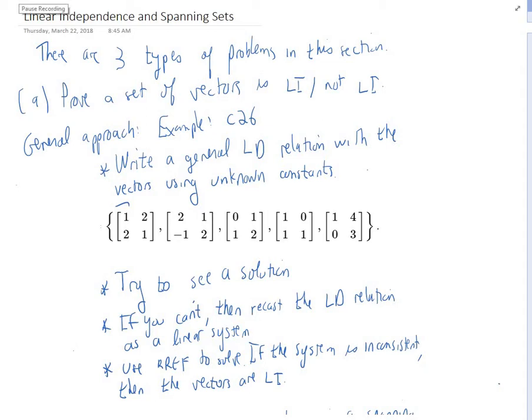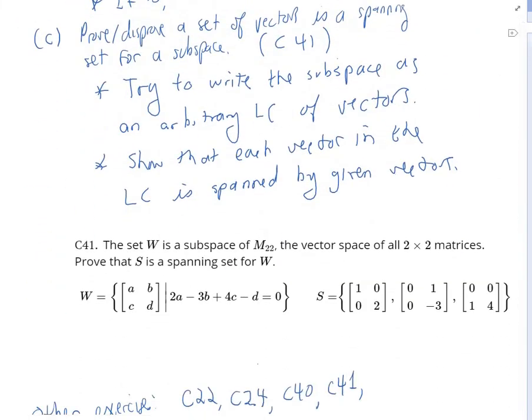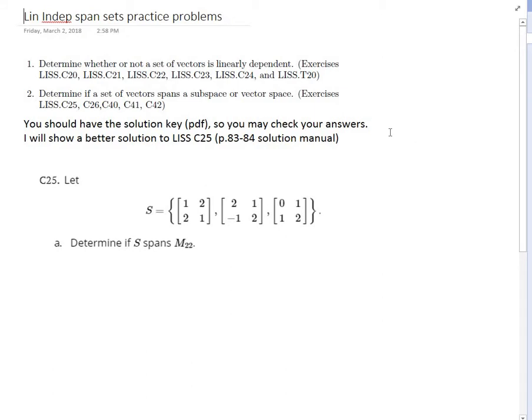All right, let me say a few things about linear independence and spanning sets. If you go to the OneNote notes for LISS, you will find some instructions. Here's a description of 3 types of problems listed under the competencies in this section. So you can scroll down and see this description. What I would like to do for you is go over a different way of doing one of the problems.